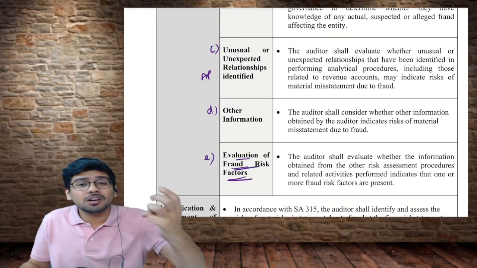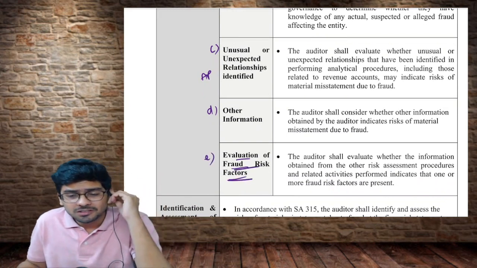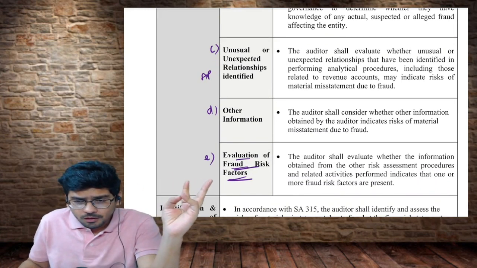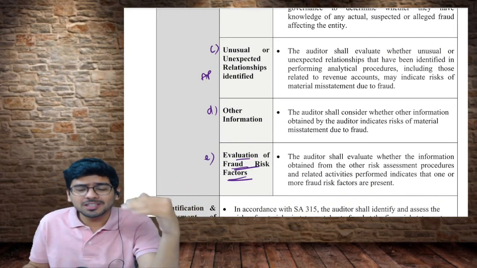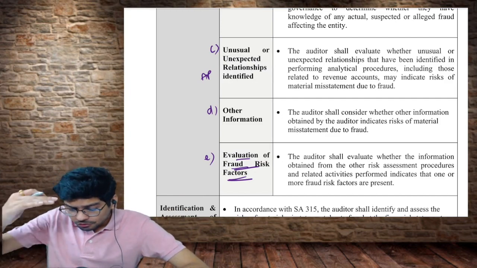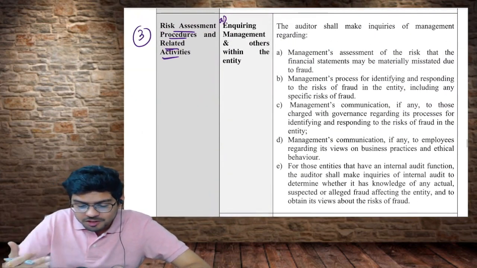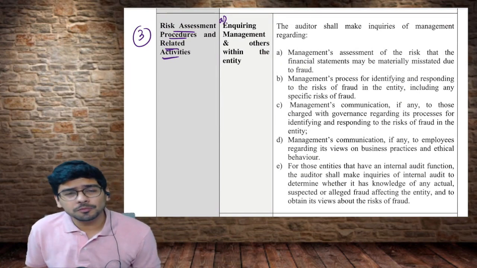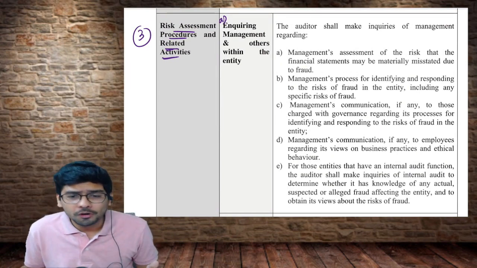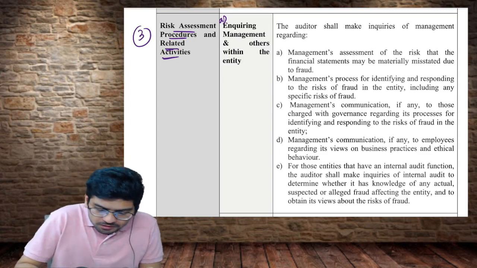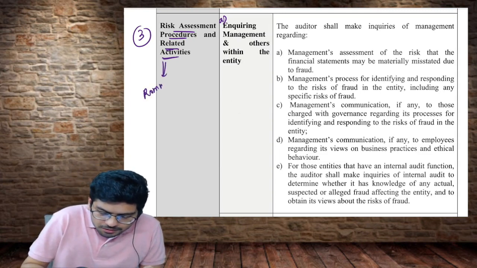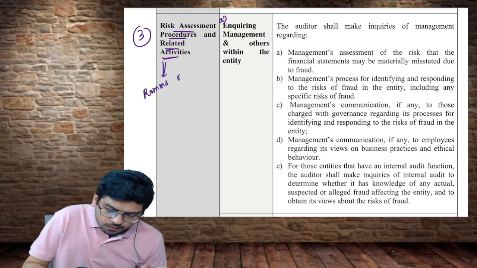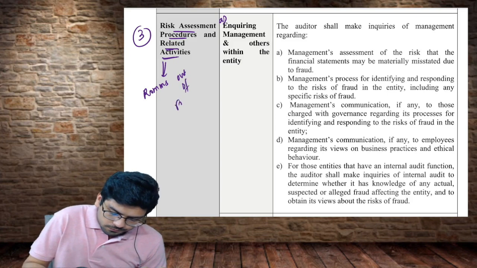Fraud risk factors, we just covered the three words. What are the fraud risk factors? Incentive, or let's say pressure, then opportunities, and then attitude or rationalization. So these are the things which the auditor will be checking or will be seeing, and I'll call them risk assessment procedures. It is going to give an idea to the auditor with respect to risks arising out of fraud.